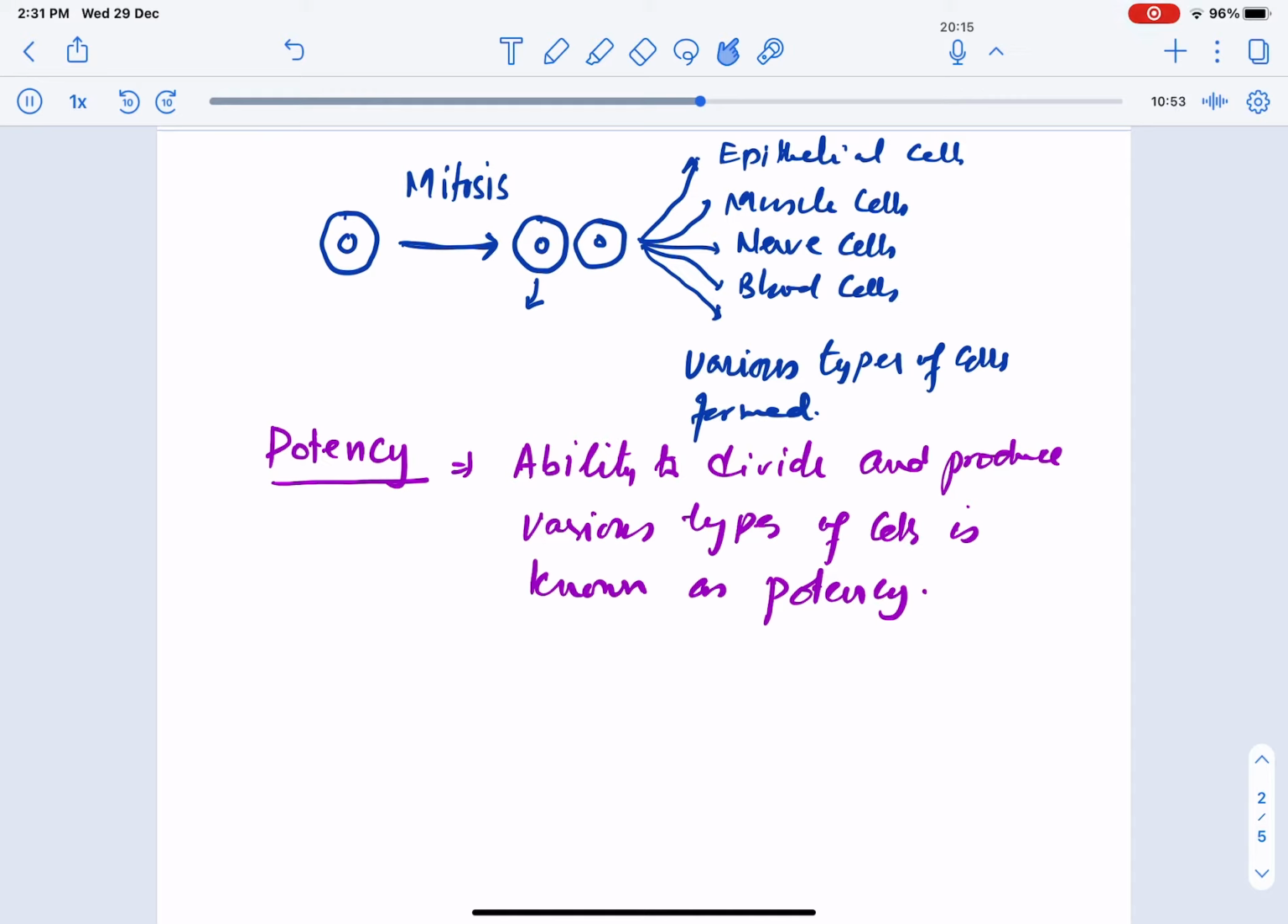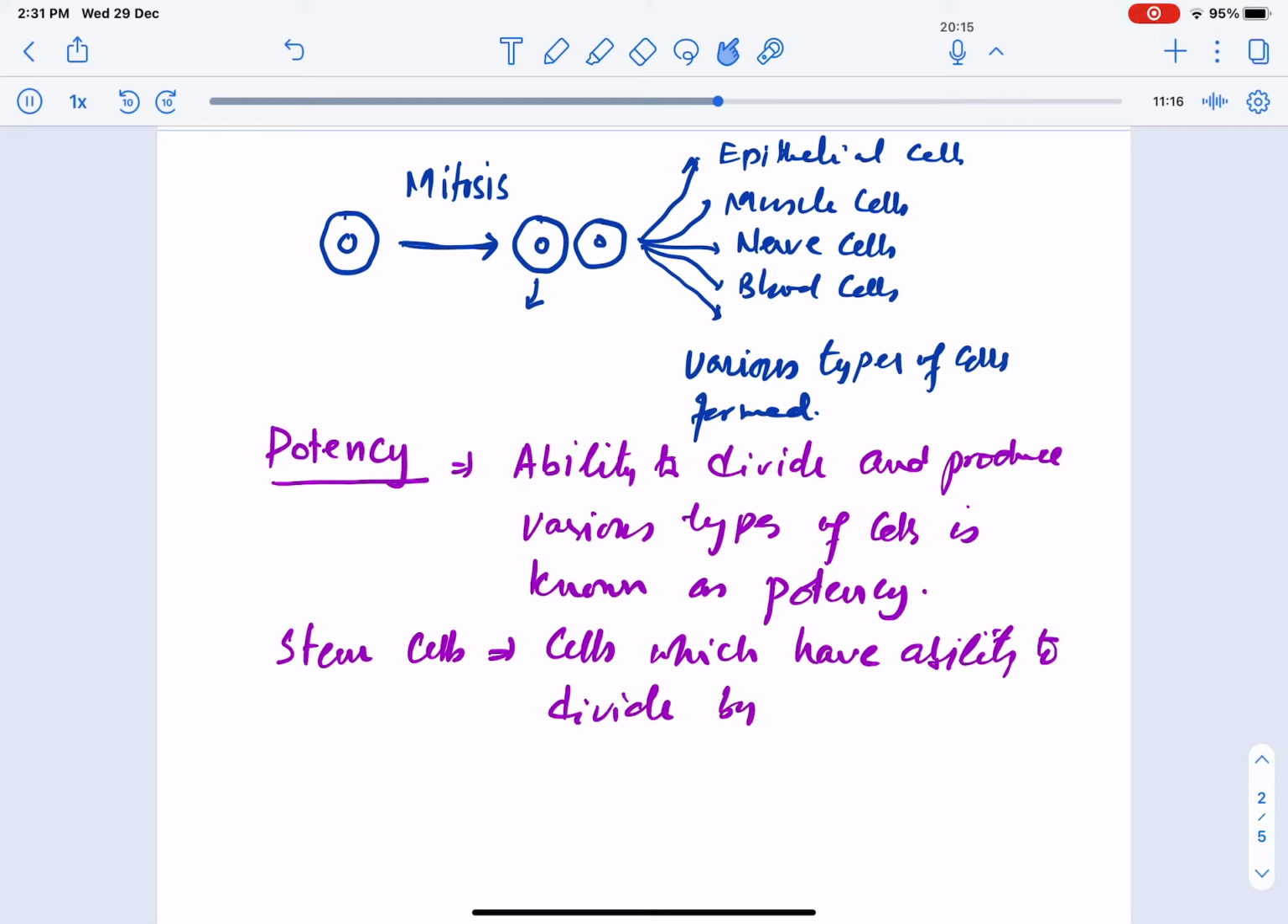And the cells which have the ability to undergo division are known as stem cells. Cells which have the ability to divide by mitosis are known as stem cells.